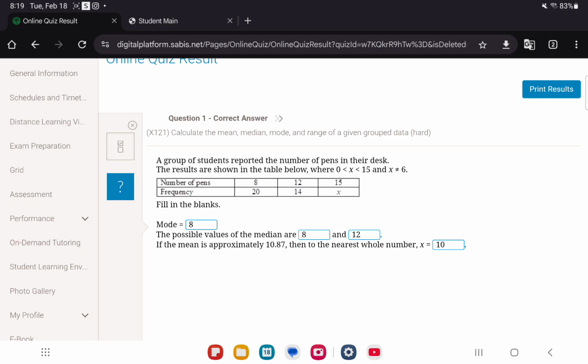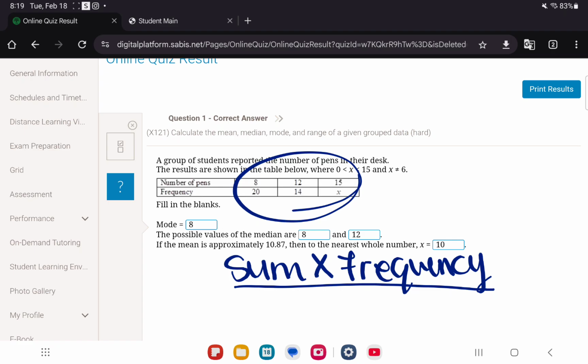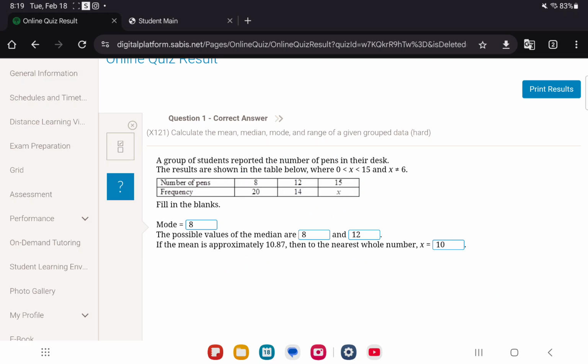We know that mean is the sum of the values times frequency of all of these values, over the sum of the frequencies. Okay, you might not understand this way. Let me explain with the numbers.